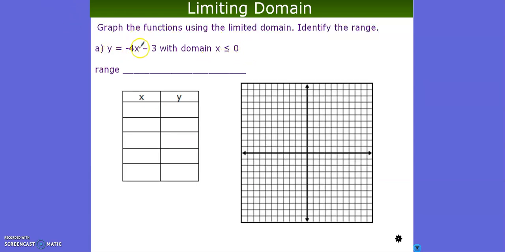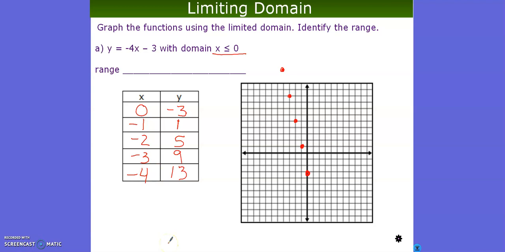It says y equals negative 4x minus 3 with a domain of x less than or equal to 1. So that tells me my x's have to be less than or equal to... I'm sorry, I said less than or equal to 1, less than or equal to 0. So I'm going to start with my first x, 0. And then I'm going to go negative 1, negative 2, negative 3, negative 4. We've limited the domain, so we're going to end up limiting the range. Go ahead and fill in your chart and graph.